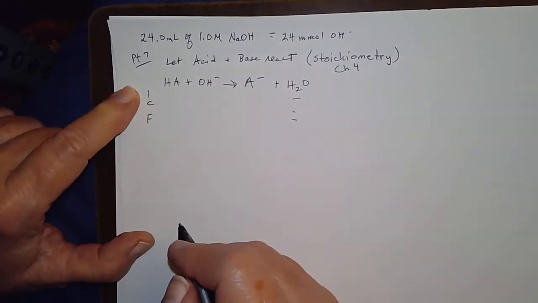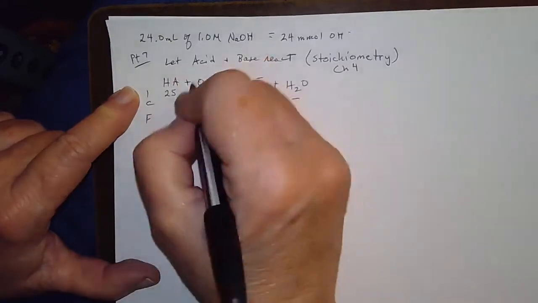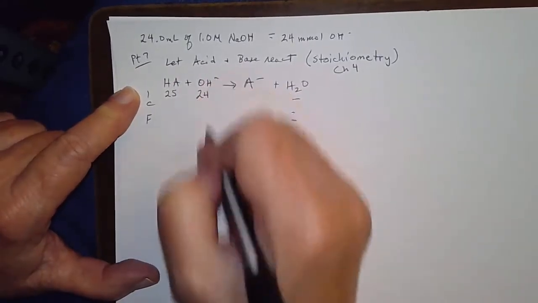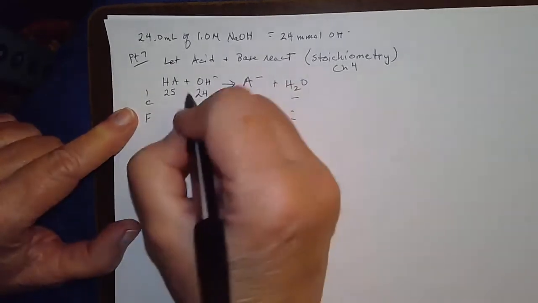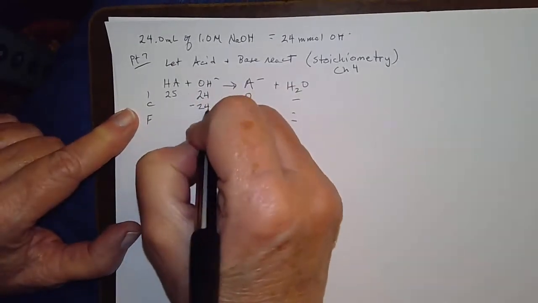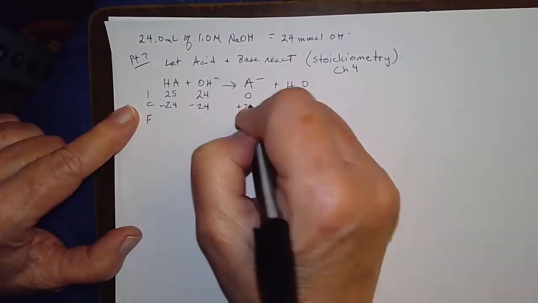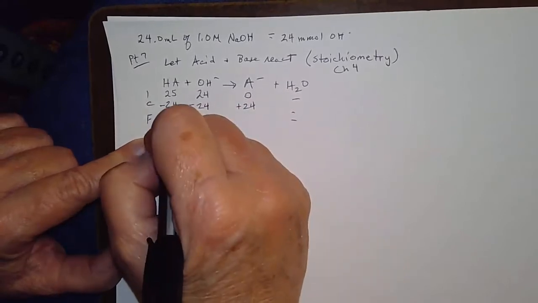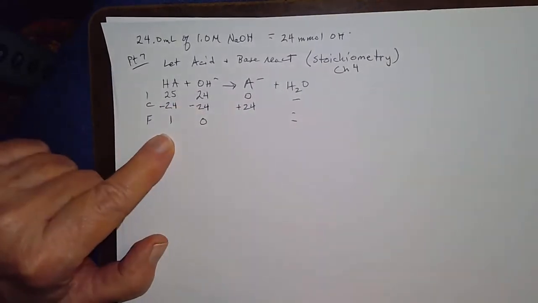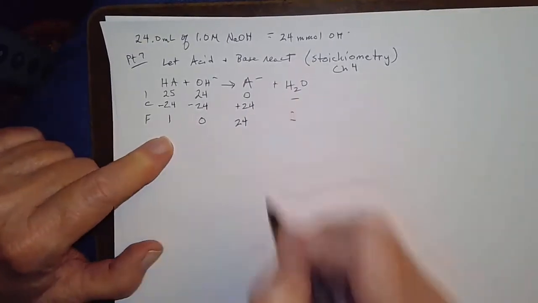All right, so initially we still have our 25 millimoles of the acid. Now we're reacting with 24 millimoles of base. We don't have any of that there, and so we let the limiting reagent react and decide the stoichiometry, and at the end we don't have any base left. We only have 1 millimole of the weak acid, and we have 24 of its conjugate base.